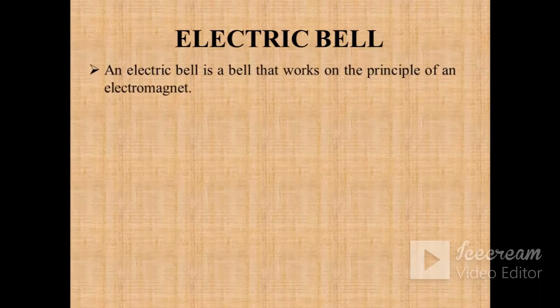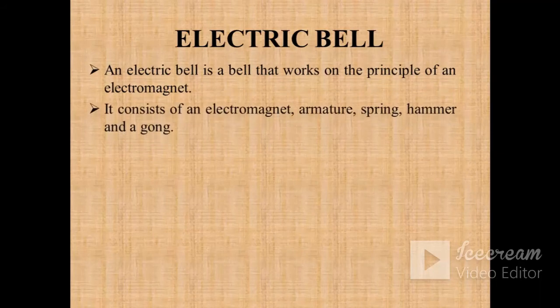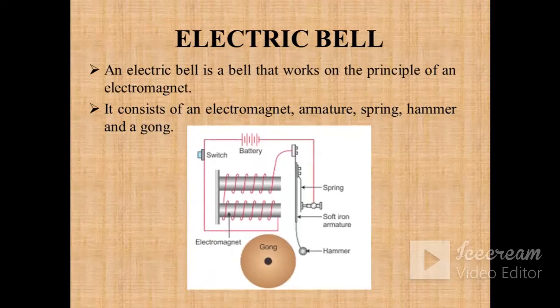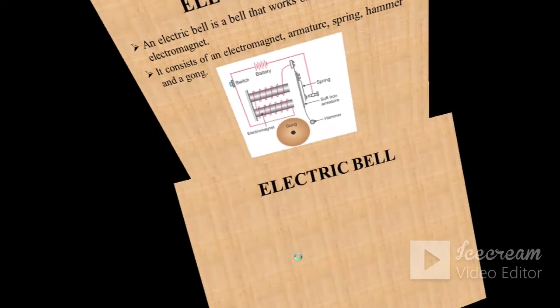The last topic of our discussion is the electric bell. As we have already seen, the electric bell works on the principle of an electromagnet. It consists of an electromagnet, armature, spring, hammer and a gong. So this is the construction of an electric bell. This is the electromagnet, because the wire has been wound on it. This is the spring, soft iron armature. This is the hammer, which when it beats on this gong, will produce the sound.